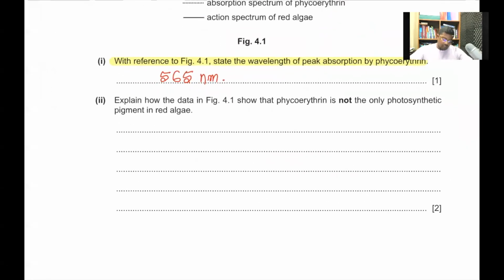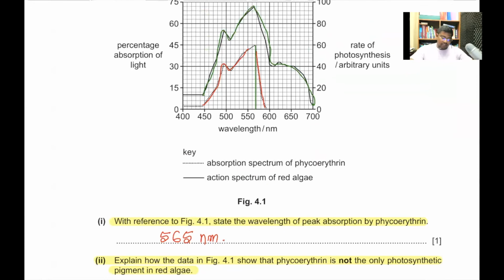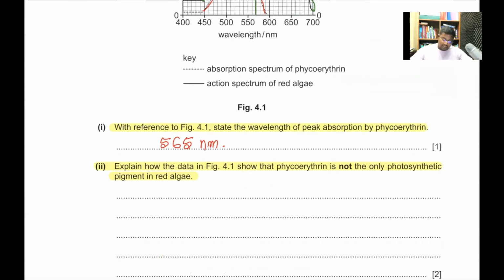Part 2. Explain how the data in figure 4.1 shows the phycoerythrin is not the only photosynthetic pigment in red algae. We can see that phycoerythrin does not absorb light above 590 nanometer. However, the action spectrum of red algae can be seen even after 590 nanometer. Photosynthesis still takes place.